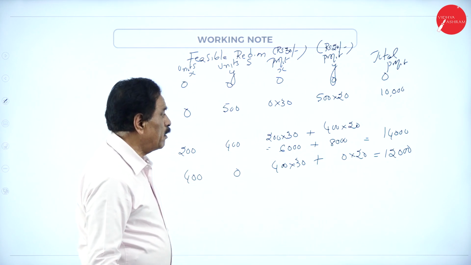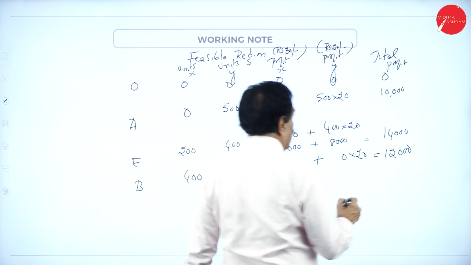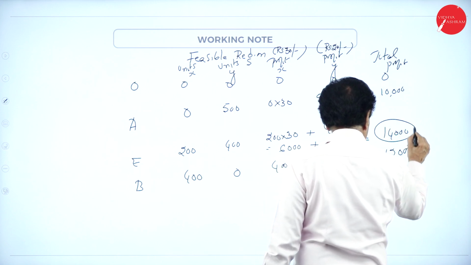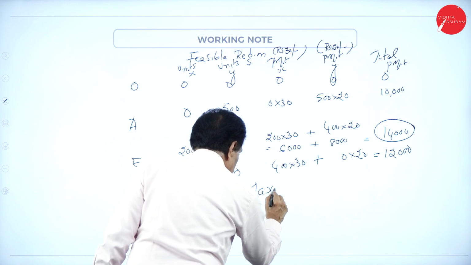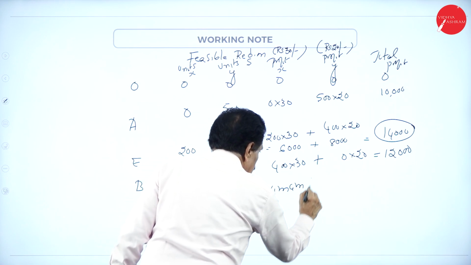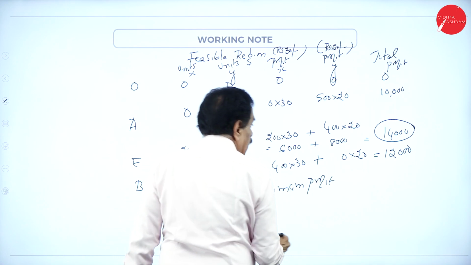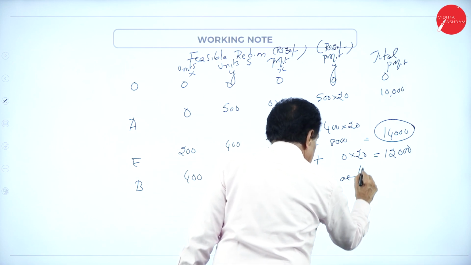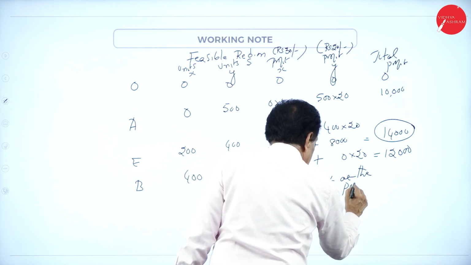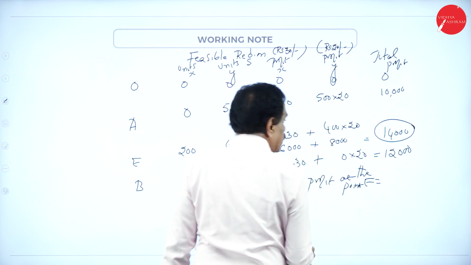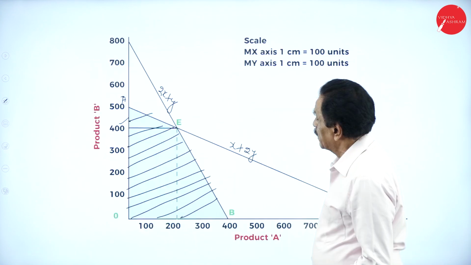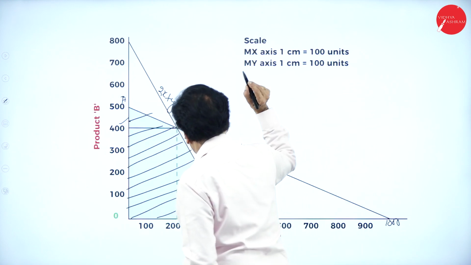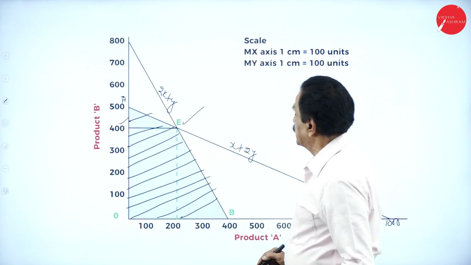So the maximum profit available is at the point E, which is equal to rupees 14,000. This is the maximum profit available at the point E.